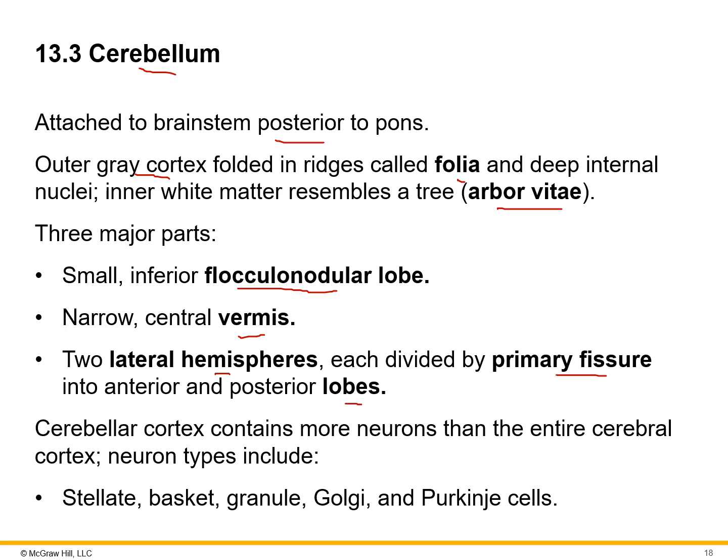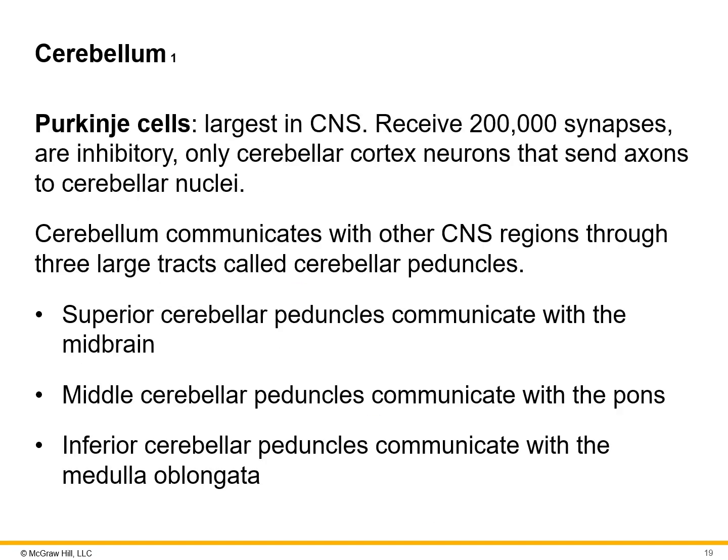Then the cerebellar cortex has more neurons than the entire cerebral cortex, and those types include stellate, basket, granule, Golgi, and Purkinje cells. Now these Purkinje cells, we'll talk a little bit more about them. These are the largest of the central nervous system. They receive about 200,000 synapses, and they're inhibitory. So only the cerebral cortex neurons actually send axons to that cerebral nuclei.